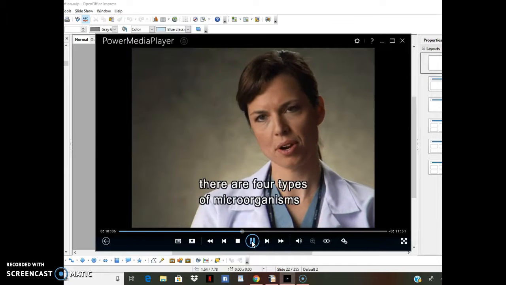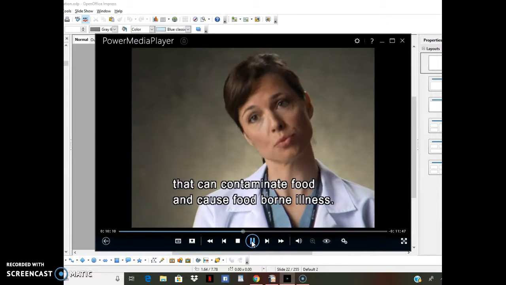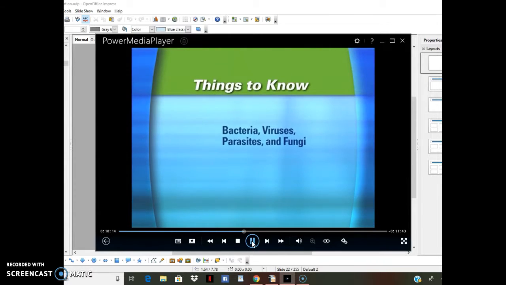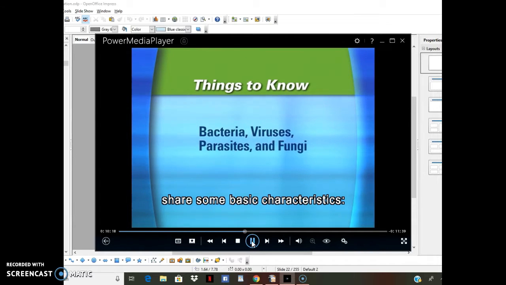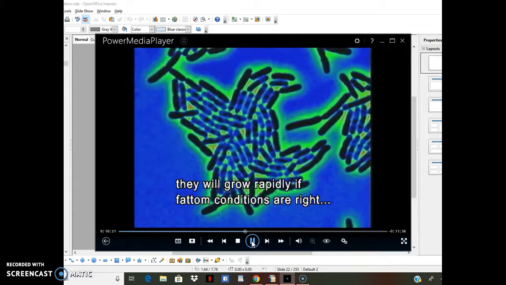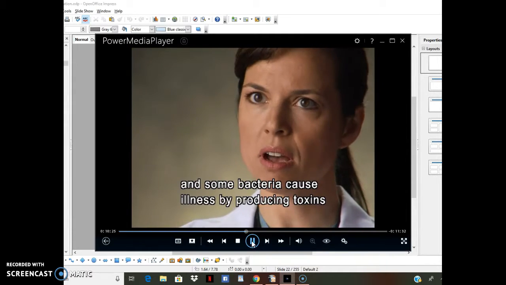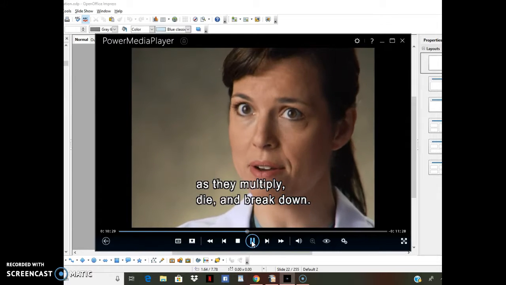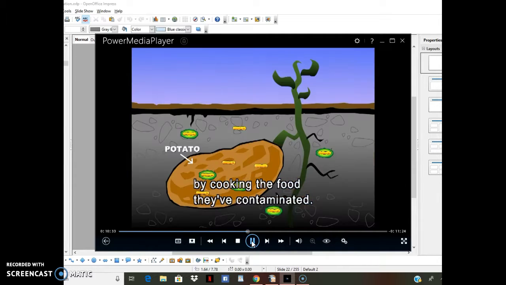As I mentioned earlier, there are 4 types of microorganisms that can contaminate food and cause foodborne illness: bacteria, viruses, parasites, and fungi. The bacteria that cause foodborne illness share some basic characteristics. They will grow rapidly if conditions are right. And some bacteria cause illness by producing toxins as they multiply, die, and break down. Some toxins can't be destroyed by cooking the food they've contaminated.